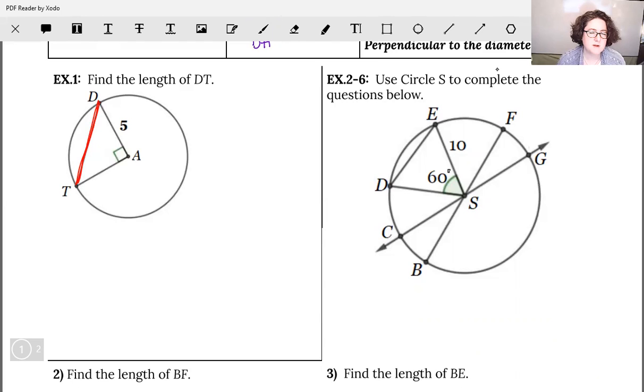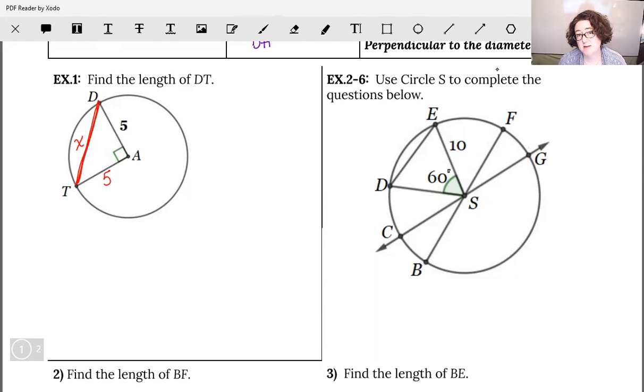However, do I know anything about radius AT? Well, wait a second. If AT is a radius, then isn't DA a radius? So that means, how do they need to compare? Well, they have to be congruent. Every radius is congruent to every other radius in the circle. And so now I actually have a right triangle. I'm looking for segment DT, so let's go ahead and label him as X. And now I can just approach this as I would any other right triangle problem.